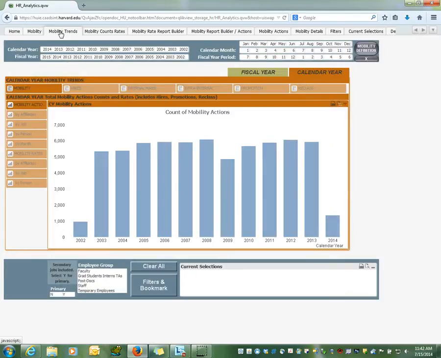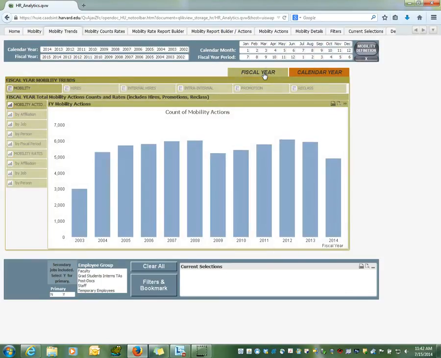So you can see that I present information both for the calendar year and the fiscal year. We can flip over to the fiscal year. Within the fiscal year, there are a variety of different types of mobility actions. So this first one that runs across the top here is mobility. And so mobility is inclusive of hires, promotions, and reclassifications.